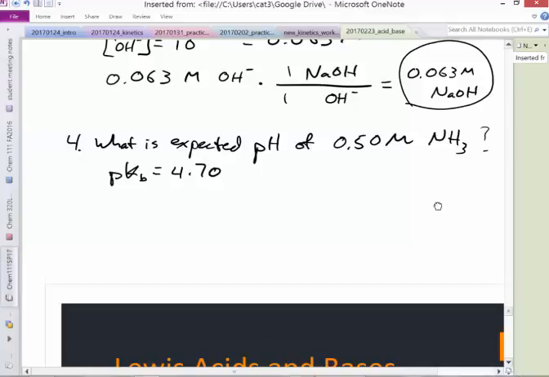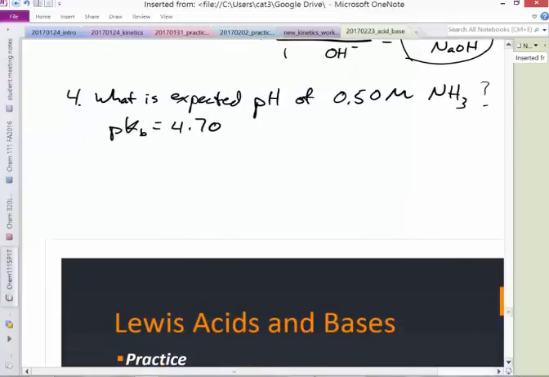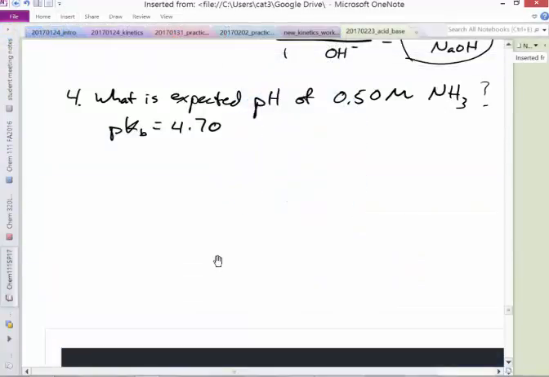Okay, is this a base or an acid? Gave it away. It's a base. Weak or strong? Weak, because you got a pKb. Very good. If it's in the notes, you want me to do it? We can do it.